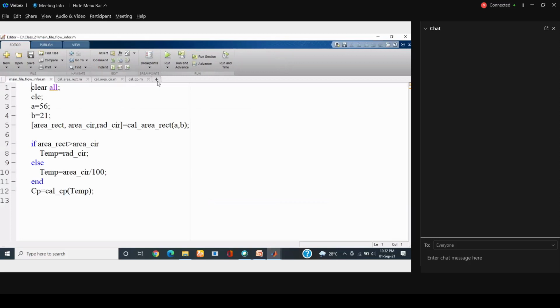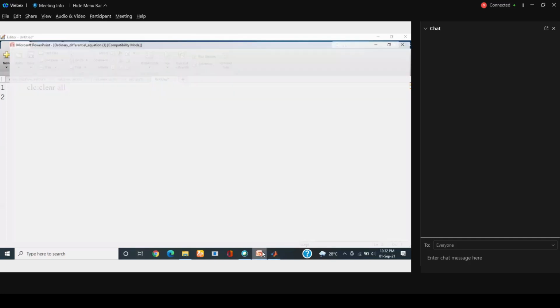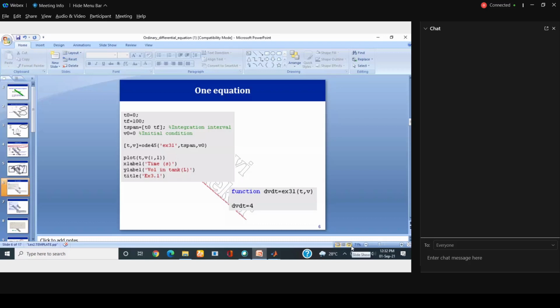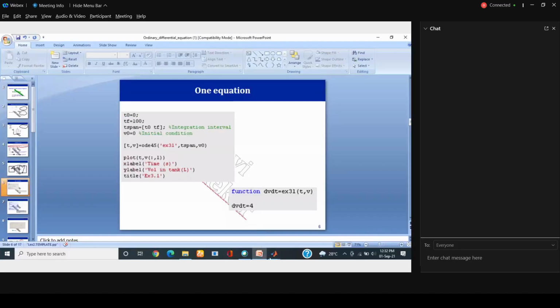So here I am going to open one script file, clc, clear all. And then I have now differential equations as dv by dt equal to 4. So this is the differential equation I'm going to solve. This is dv by dt is equal to 4. That's what the differential equation is.